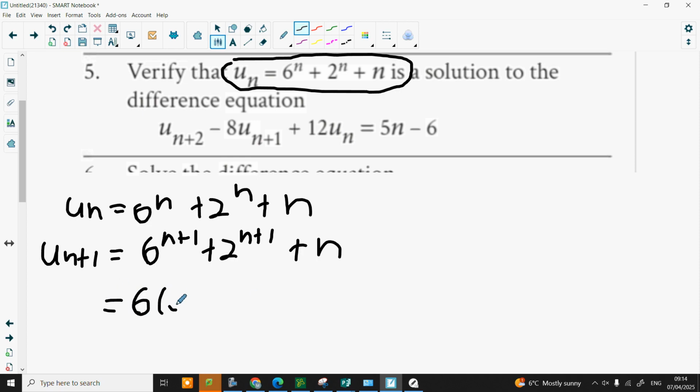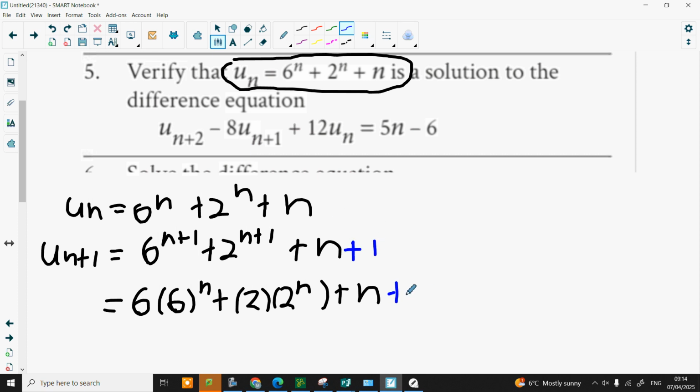So what we're going to do is we're going to change it as 6 times 6 to the power n, and that's going to be 2 times 2 to the power n, and that's going to be plus n, and while I'm at it, it is plus n plus 1. Thank you. Well done. Because you have to replace n with n plus 1.